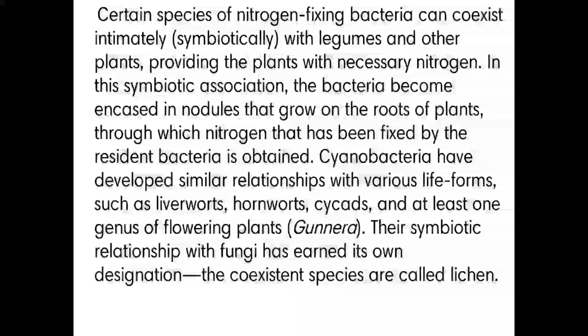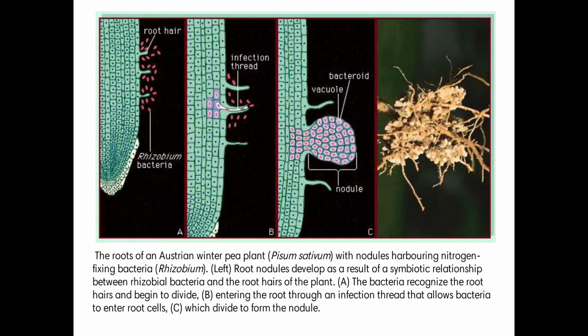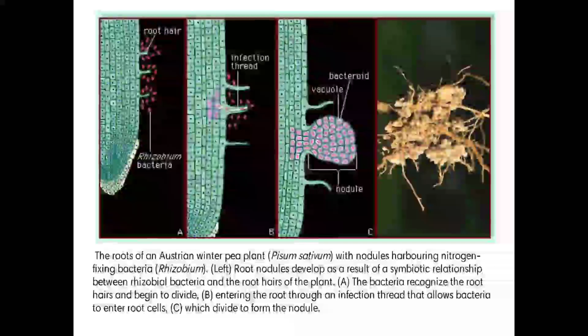Cyanobacteria have developed similar relationships with various life forms, such as liverworts, hornworts, cycads, and at least one genus of flowering plants, Gunnera. Their symbiotic relationship with the fungi has earned its own designation. The coexistent species are called lichen. This is the diagrammatic presentation, the roots of the winter pea plant.